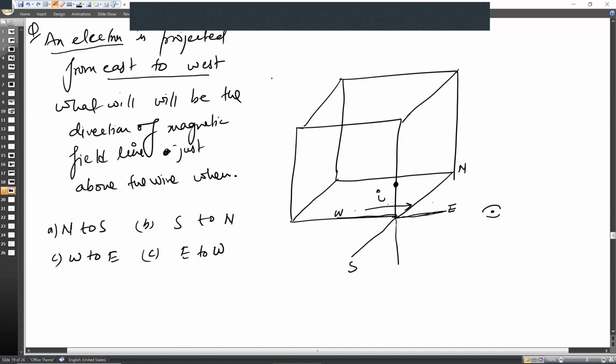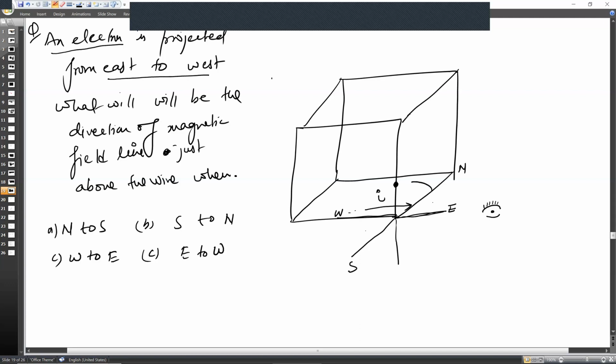So here the question comes that if the electron is moving from east to west, then the direction of current will be from west to east. Now imagine that you are watching it from here, from east. So what will you watch? You will watch that the current is coming towards you, and when the current is coming towards you, then it is anti-clockwise.